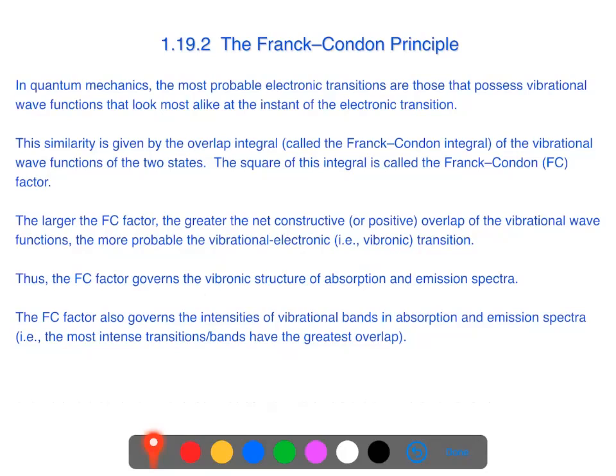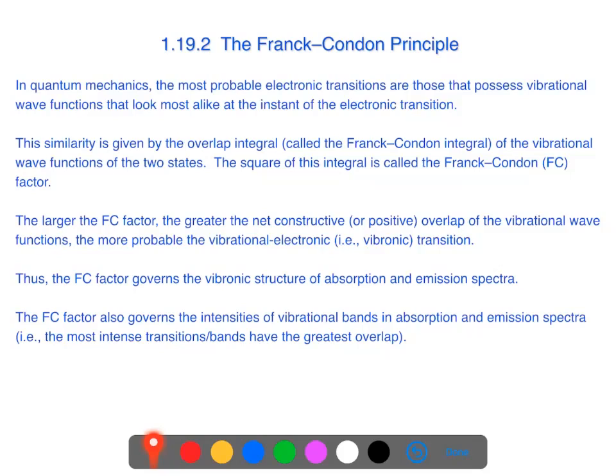Now, in quantum mechanics, the most probable electronic transitions are those that possess vibrational wave functions that look most alike at the instant of the electronic transition. This similarity is given by the overlap integral of the vibrational wave functions of the two states, and it's often called the Franck-Condon integral. The square of this integral is called the Franck-Condon factor.